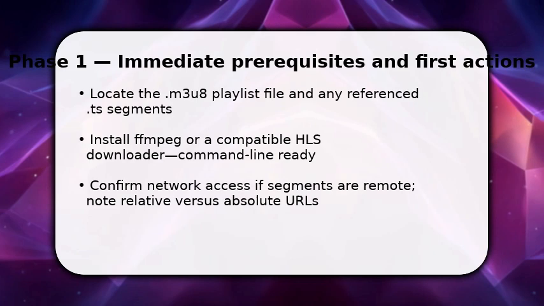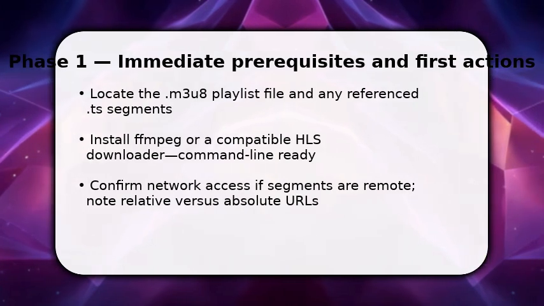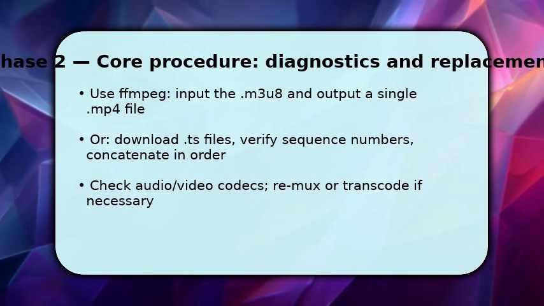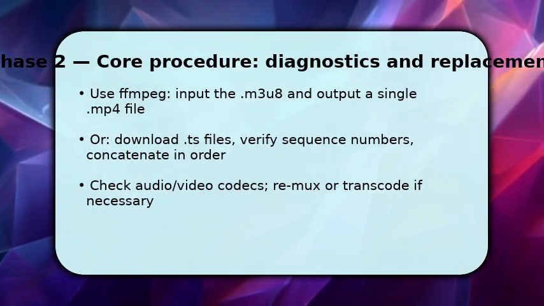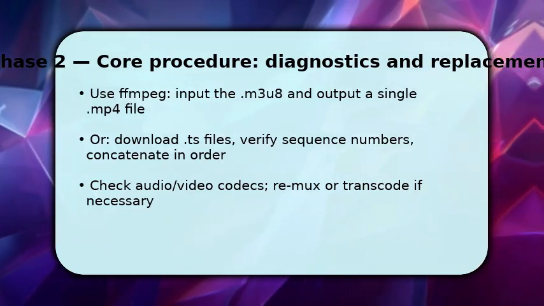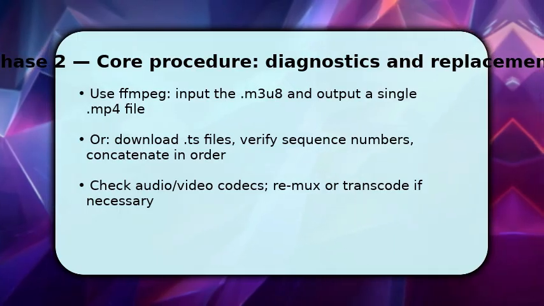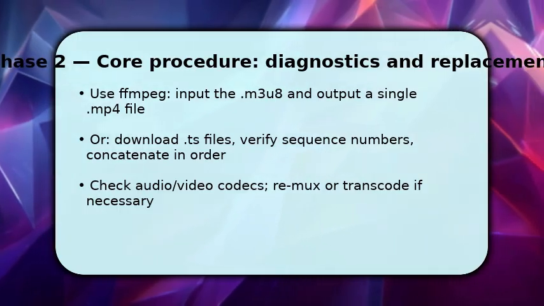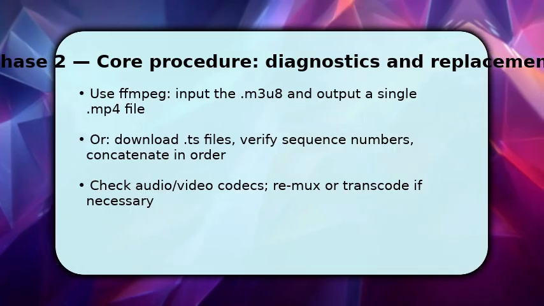Now run the core process. Feed the M3u8 to FFmpeg and write to an MP4 or MKV. This merges segments and fixes container metadata. If you prefer manual control, download the TS pieces, confirm their sequence numbers, then concatenate them in order before remuxing.